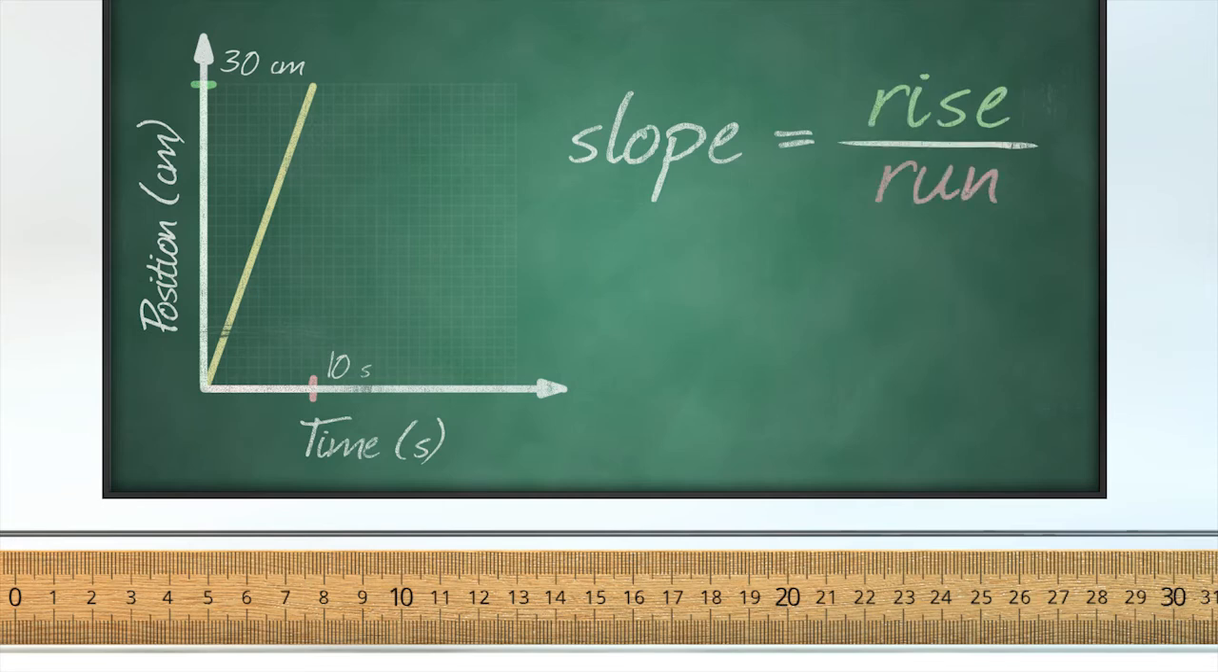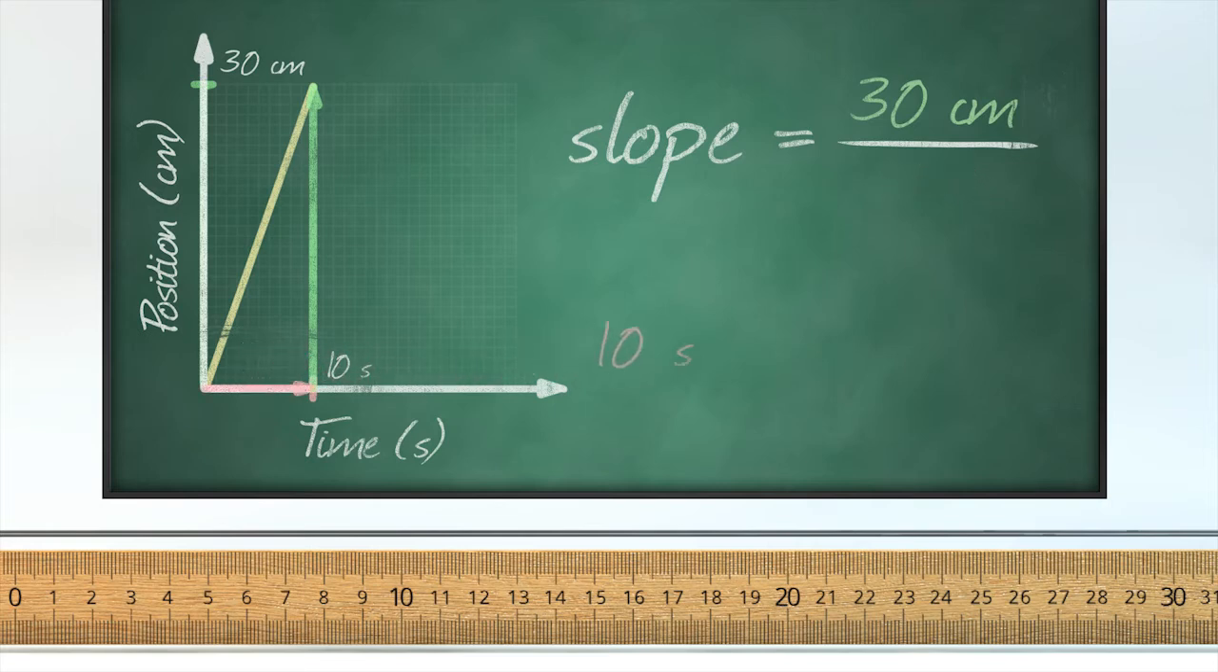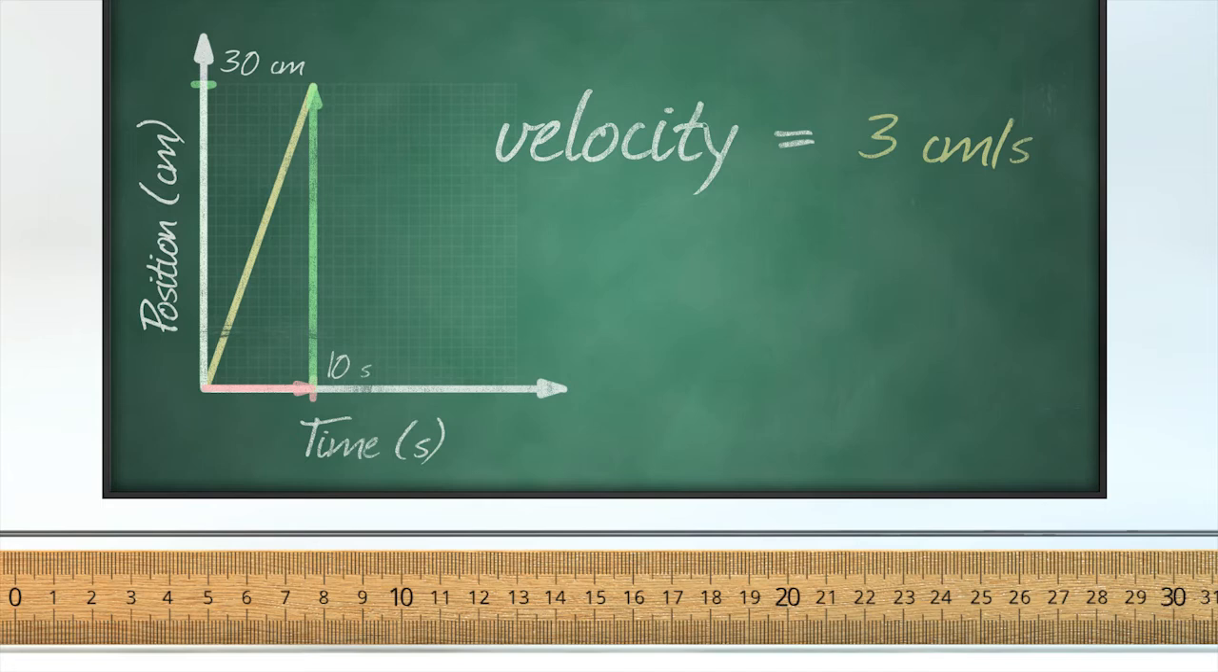Let's try it out. We can see that the rise is going to be equal to 30 centimeters, since we start at 0 and end at 30. But now look at the run. We are starting at time 0 and run the experiment for 10 seconds. So the run is 10 seconds. 30 centimeters divided by 10 seconds is equal to 3 centimeters per second, which is the velocity. We found the velocity just by looking at the slope of the position versus time graph.